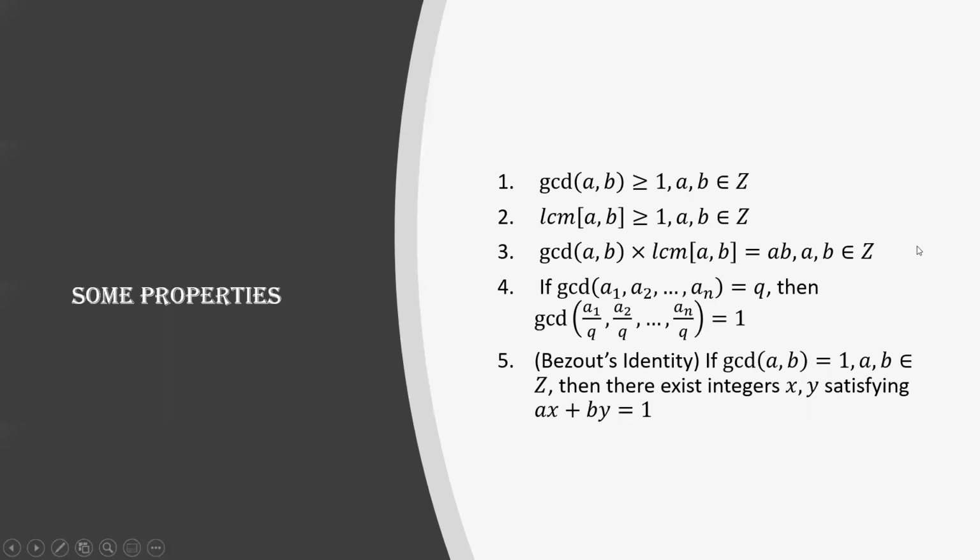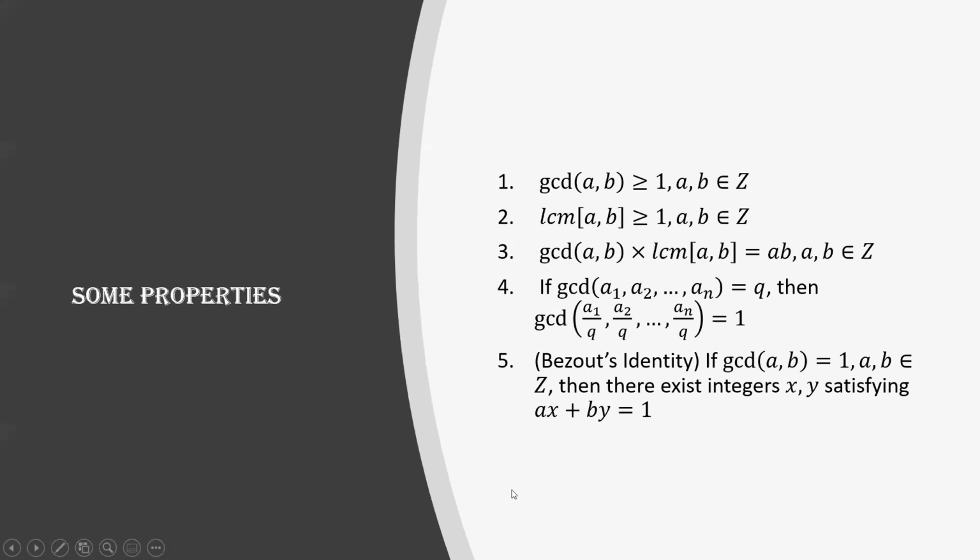I think these four identities must be clear to all of you, because GCD of A comma B greater than or equal to 1 is obvious. LCM greater than or equal to 1 is also obvious. The third one is left for you to prove, if you are interested. It's a simple one. And the fourth one is trivial, because all of them are factors of Q, and when you divide them, they'll all be co-prime. The fifth one is not trivial.